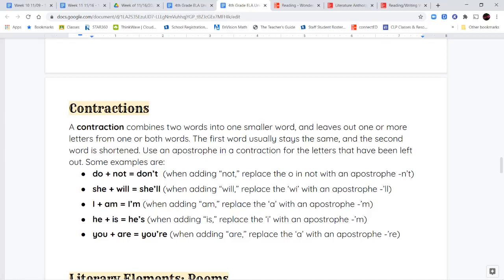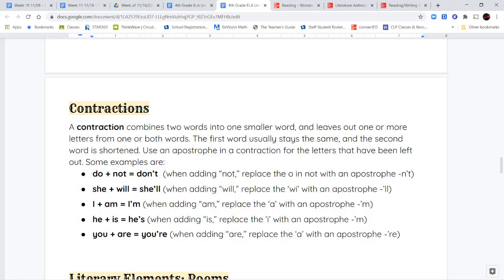So some of the examples of your most common contractions are below. When you're adding the word not to something, so do not becomes don't. The word not, we pull out the O and we replace that O with an apostrophe. So when you're adding not to something, you have your base word, your first word, and then n apostrophe t. So do not becomes don't, or will not becomes won't.